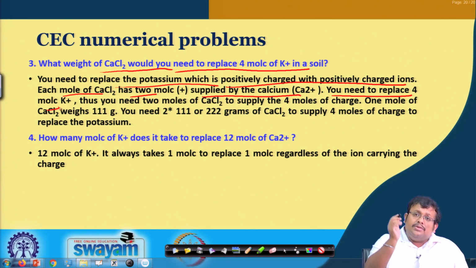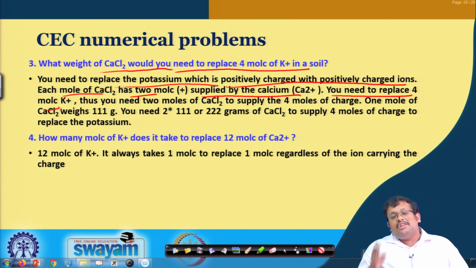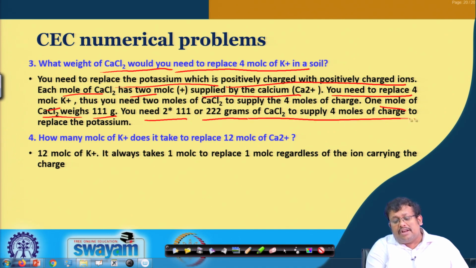To supply 4 molar charge of calcium, we need 2 moles of calcium chloride, because 1 mole of calcium chloride gives you 2 molar charge of calcium. So, 1 mole of calcium chloride weighs 111 grams. So, 2 into 111, that is 222 grams of calcium chloride will be needed to supply 4 molar charge to replace the potassium. It is very simple.